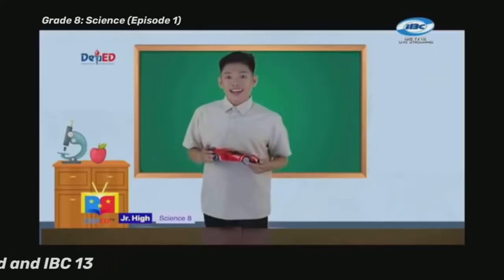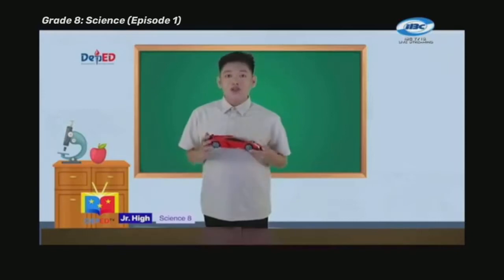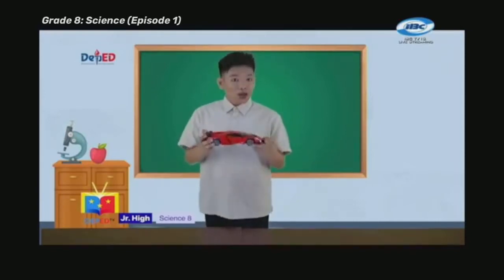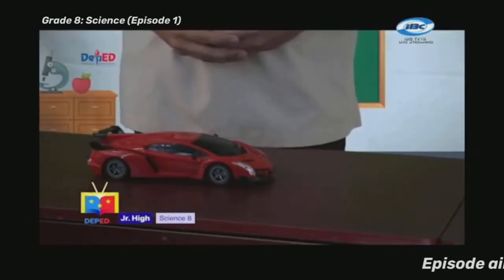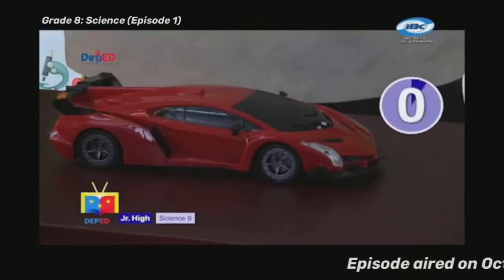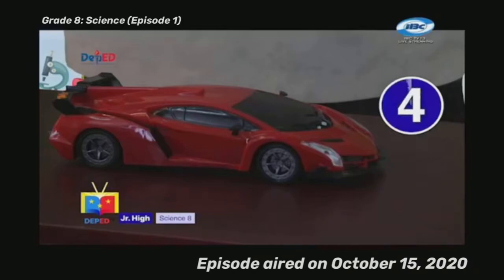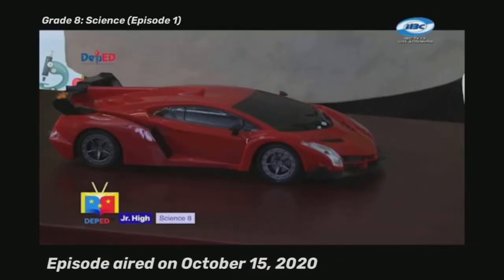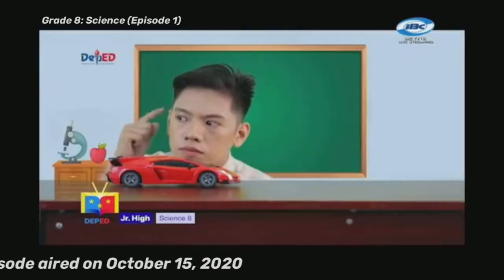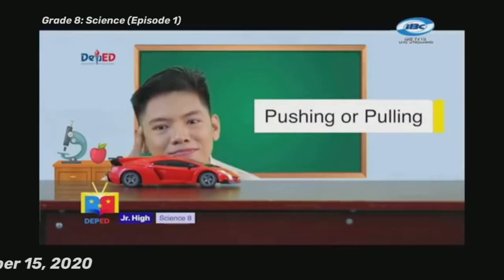For better understanding, let's do some experiment. I have here a table and a toy car. I'm going to put the toy car on top of the table. Look closely. Do you see any movement? Obviously, none. But how can we make the toy car move? The force applied by pushing or pulling will make the toy car move.